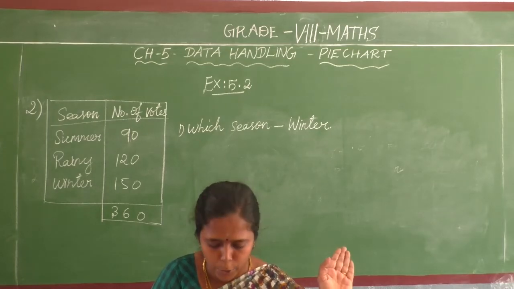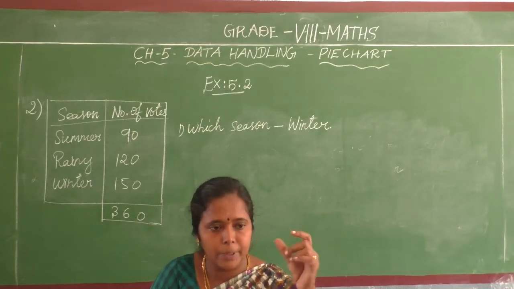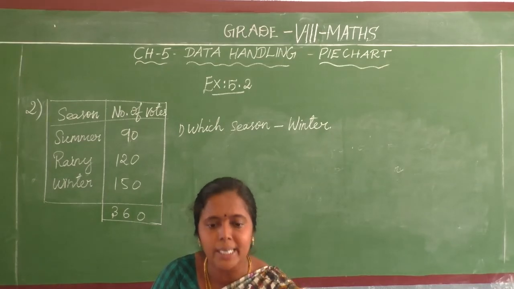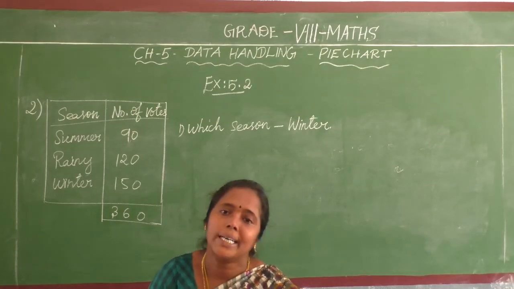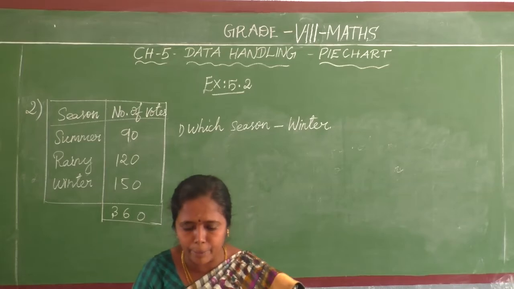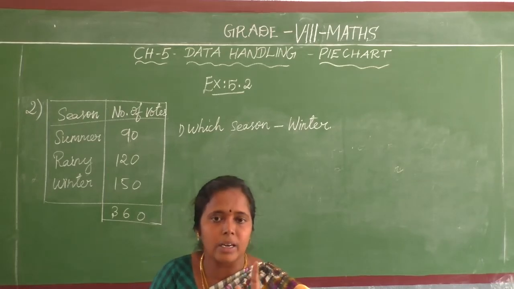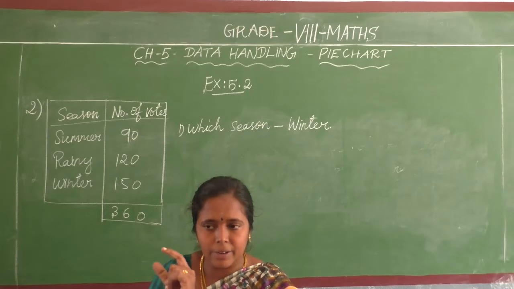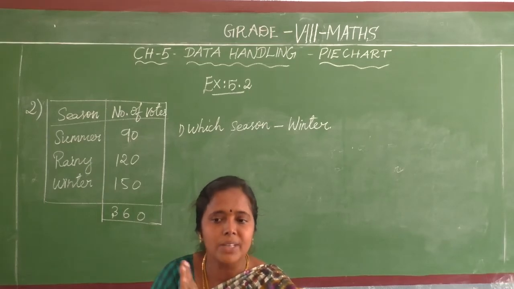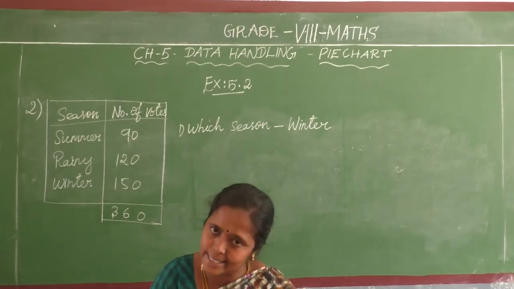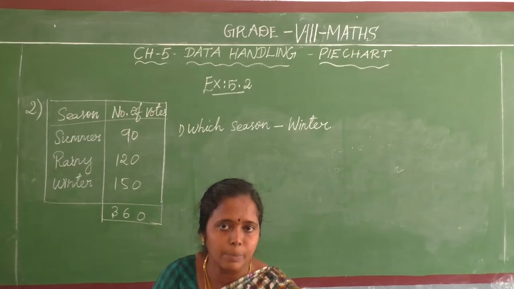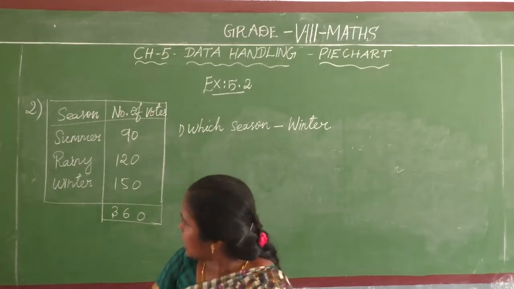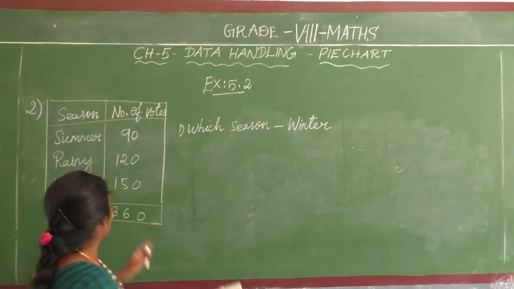What's the formula? Just now I told you. Sector is nothing but component. So component value by sum of the component values into 360 degrees. See, again I am telling, the central angle of each sector is equal to sector value by sum of the sector values into 360 degrees. Sector is nothing but component. Clear? So using that formula we can find out the central angle for every sector.